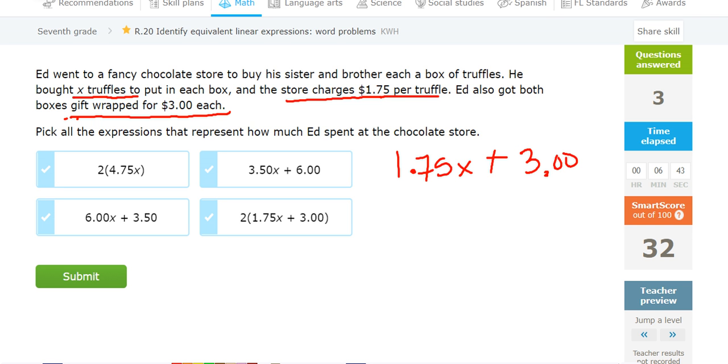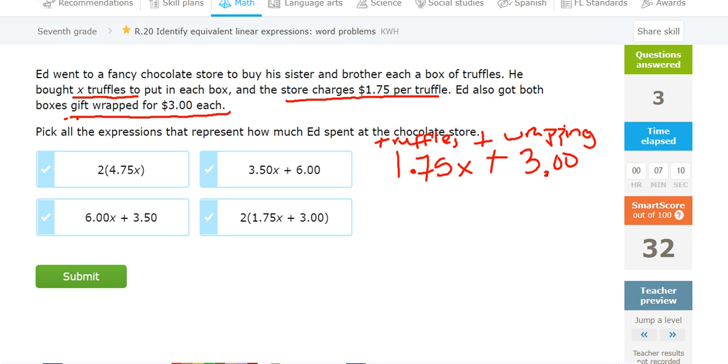So this is where we come up with our scenario. $1.75 times the truffles plus the $3 for the wrapping. In other words, this is the cost of the truffles plus the cost of the wrapping. And this is a huge strategy to make sure that you did everything correctly. Because yes, the truffles cost $1.75 each, and the wrapping costs $3.